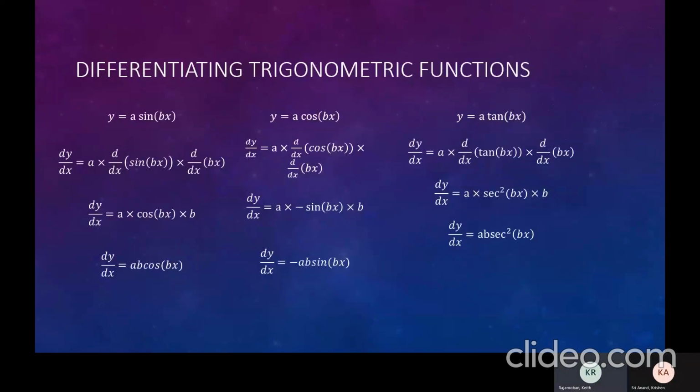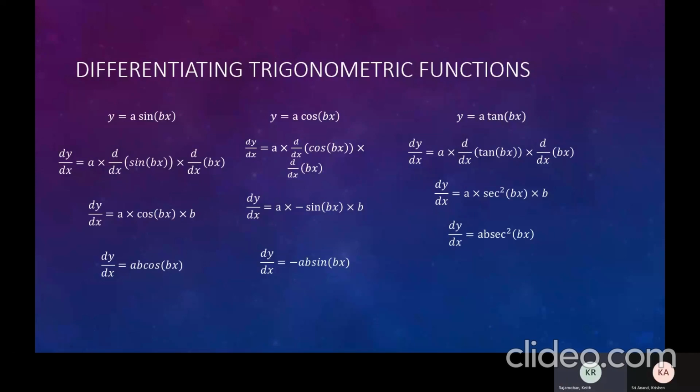Now we will look at a common problem, which is differentiating trigonometric functions. So there will be three cases here. Firstly, y equals a sin bx. dy/dx is given by a times the differentiation of the sine function times the differentiation of bx itself. So dy/dx is shown by a times cos bx times b, which gives you an answer of ab cos bx. Next, y equals a cos bx.